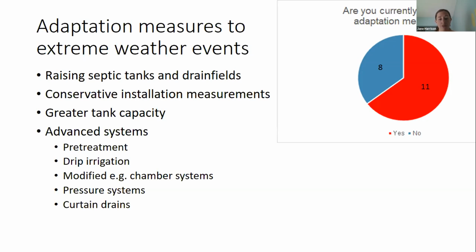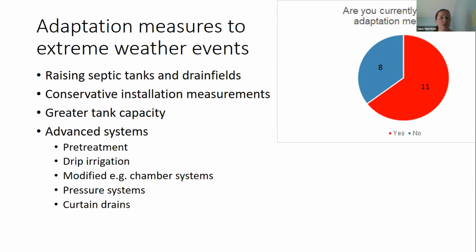A number of them said they are coming up with more conservative installation measurements and recommendations for depth and loading rate of systems. So you can imagine, if they were going to install, let's say, a 1,000-gallon tank or maybe a 1,500-gallon tank, instead they're going to maybe double that or go up to 2,000, maybe two 1,000-gallon tanks, a greater capacity for these systems to handle what's going through them.